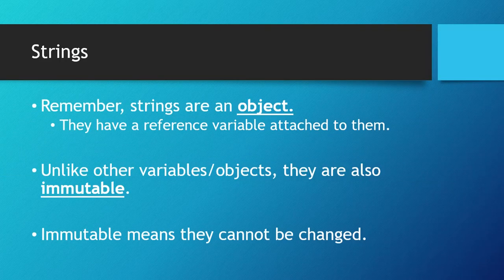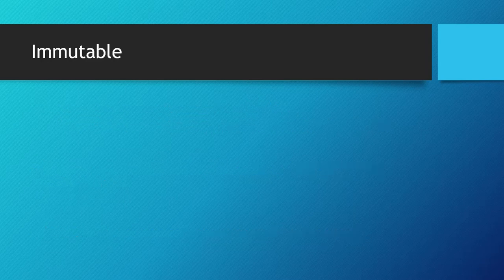So first things, remember that strings are an object. They have a reference variable attached to them. Unlike other variables and objects, they're also immutable. Now, immutable means they cannot be changed. Now, you're probably thinking, well, Marsh, that's very unhelpful. Strings can be changed, but it's kind of strange how it happens.